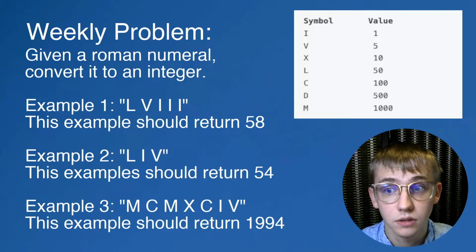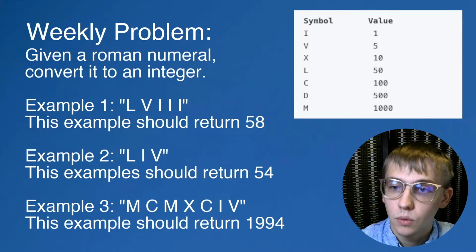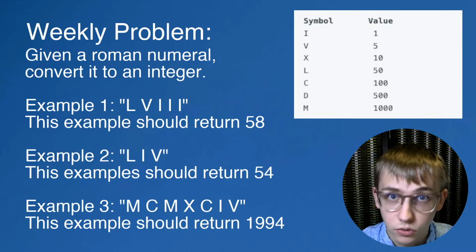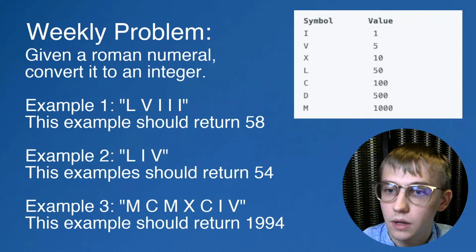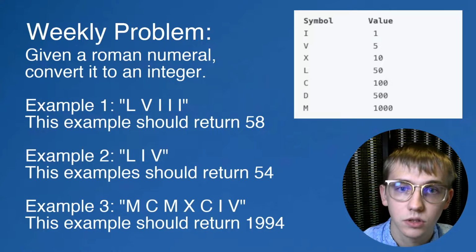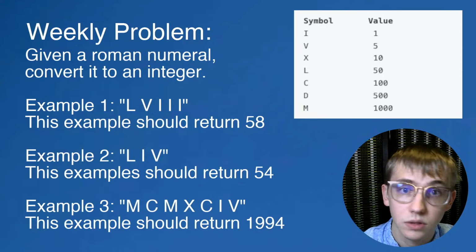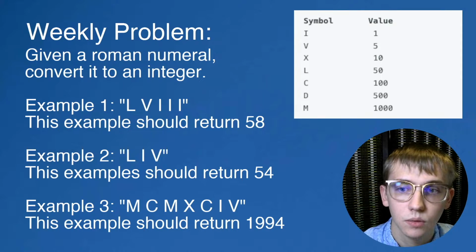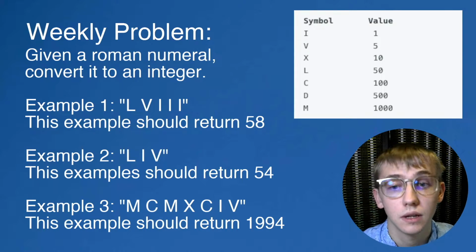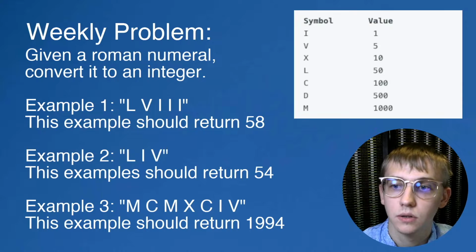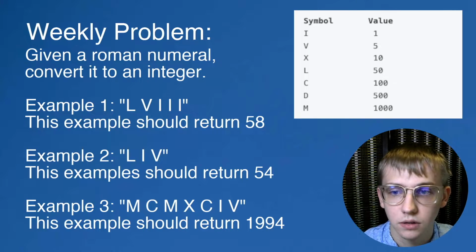And then in this third example, this one's a long one, we have M, which is equal to 1,000. Then we have C, which is equal to 100. And then we have M, which is equal to 1,000. And since C was less than M, we would take M minus C, which would be 1,000 minus 100, which would be 900. So now we have 1,900.